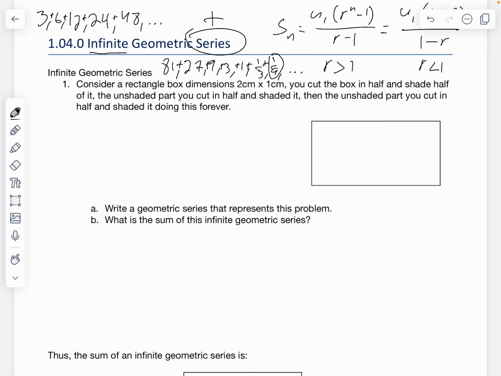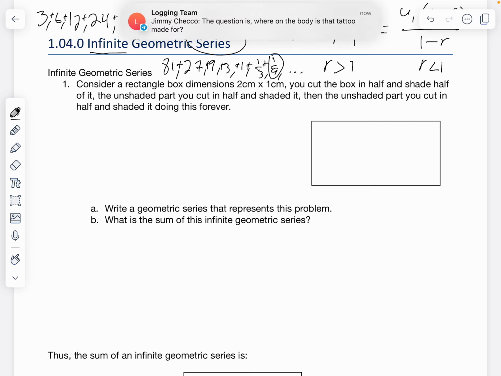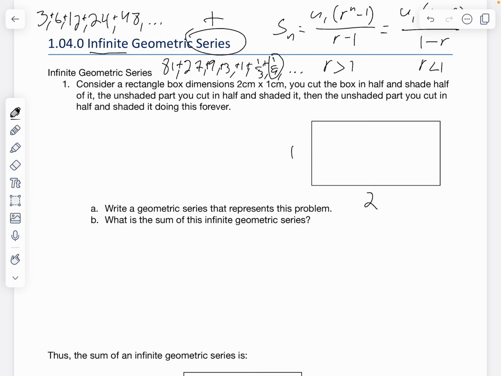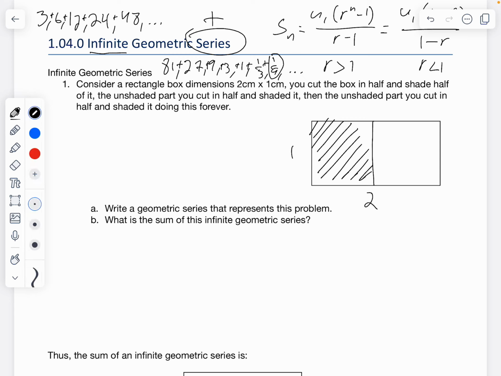The way that we usually do this is using a geometric representation of a geometric series. So let's take a look at this. Here we have a rectangle that is 2 centimeters by 1 centimeter. We're going to cut the box in half and shade half of it. So the area of each side would be 1, because the area of the entire box is 2. If I shade in this area right here, that has an area of 1.